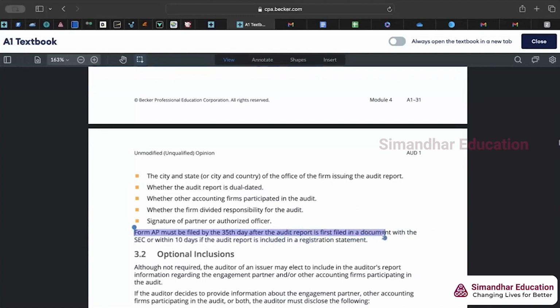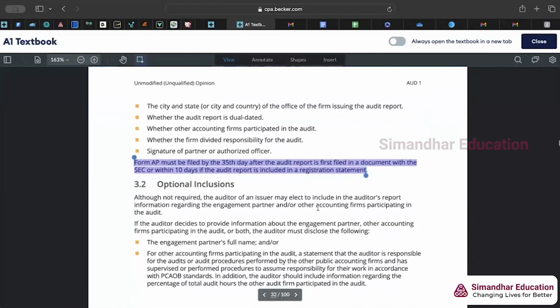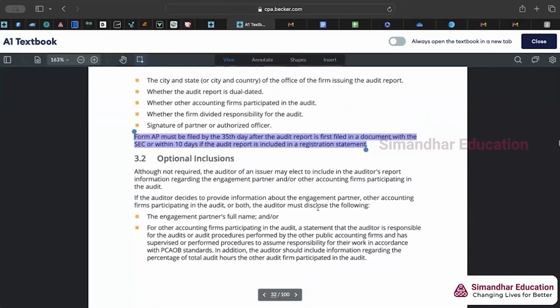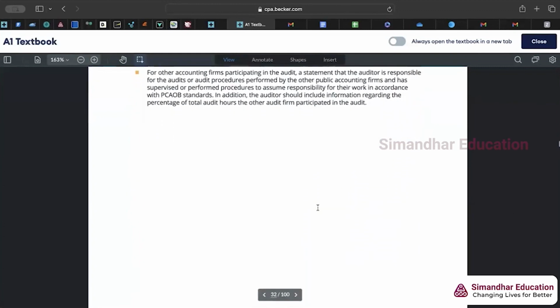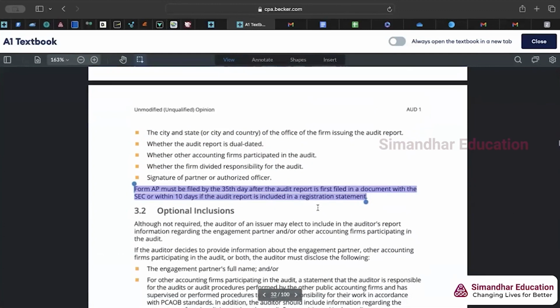If the audit report is first filed in a document with the SEC, it is filed within 35 days; if the audit report is included in the registration statement, within 10 days of the audit. Optional inclusions are the engagement partner's full name, and for other accounting firms who have participated, their names and which sections they have audited.